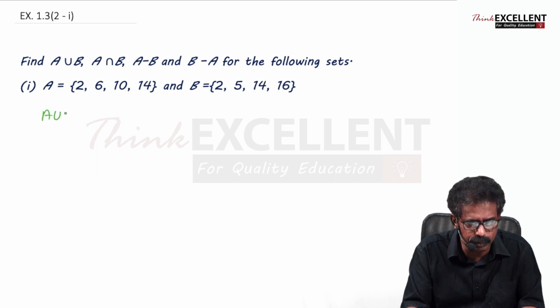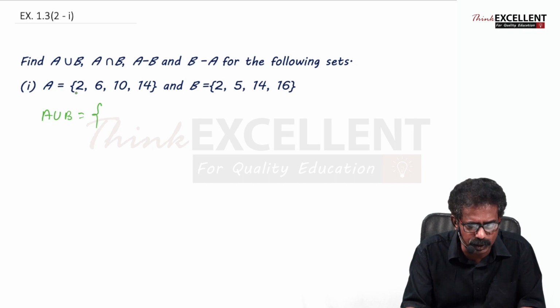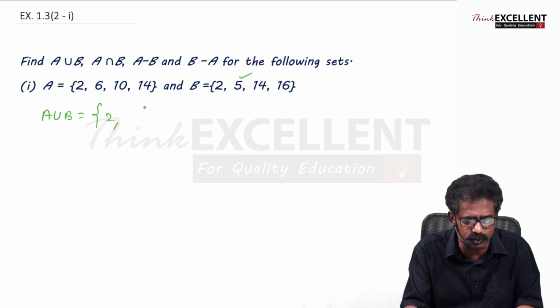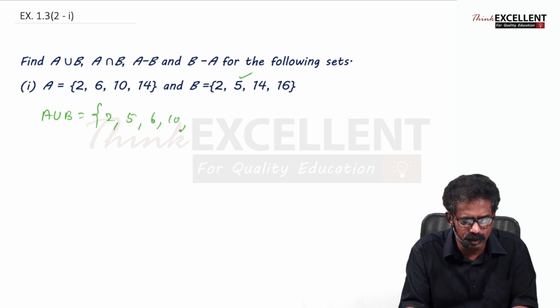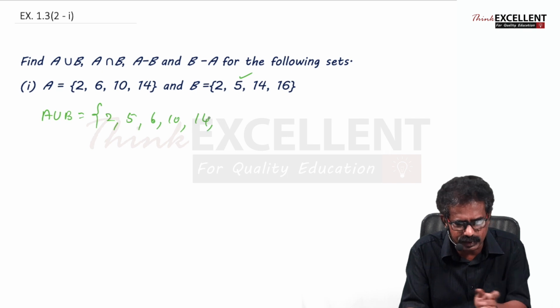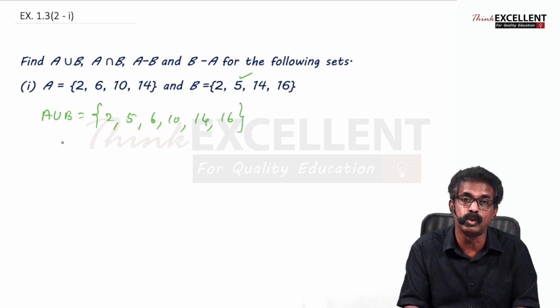I want A union B. What is A union B? You write everything without repetition. 2 is there, yes. Then 6, but here 5 is there, no? So better you write in order: 2, 5, 6. Then 10 is here, 14 is here, then 16 is there. We didn't leave anything, no? Yes, so this is A union B.